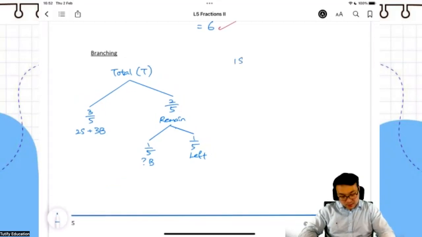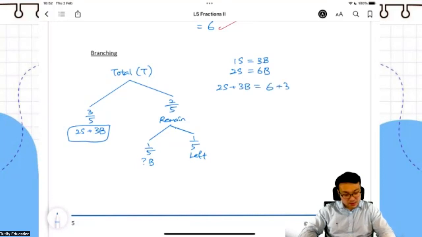We know that 1 soccer ball is 3 basketballs. That means 2 soccer balls must be 6 basketballs. So if I want to convert all of this into basketballs, 2s plus 3b, if I convert everything into basketballs, that means it is equivalent to 9 basketballs. So what do we do?